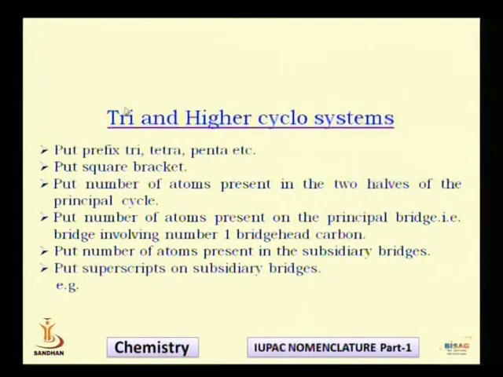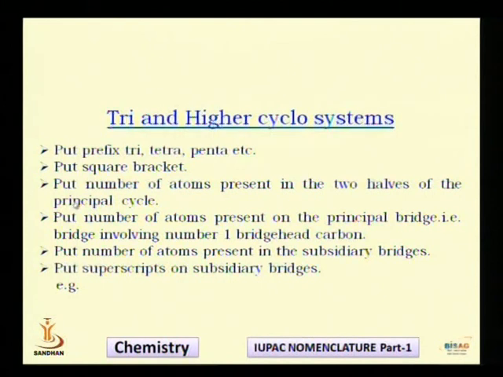So you decide the prefix first, then you put a square bracket, the same thing which we did for the bicyclic system. Then put the number of atoms present in the 2 halves, meaning the 2 half cycles of the principal cycle. And then put the number of atoms present on the principal bridge, that is the bridge involving the number 1 bridged carbon. In the tri and higher cyclic systems, you will also have other bridges. There will be a principal bridge and a subsidiary bridge. I am going to show you what is called the principal bridge and what is called the subsidiary bridge.